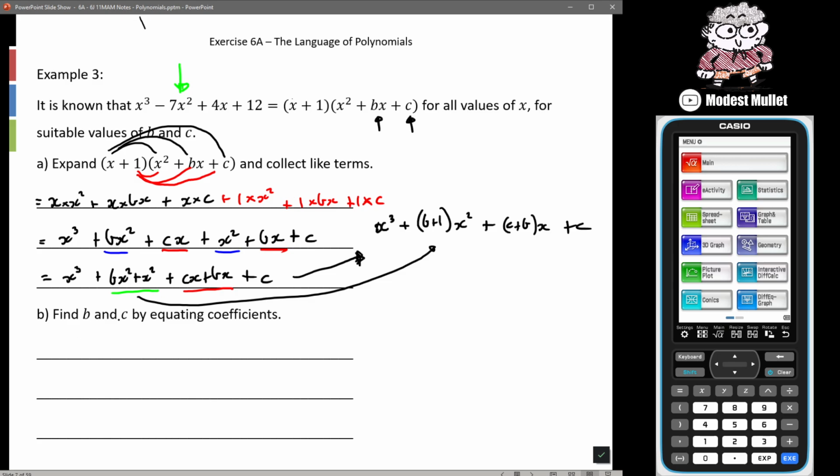Now, last thing, let's find b and c by equating coefficients. Well, this is where it comes down to that idea. What are my x cubed terms? What are my x squared terms? What are my x terms? What are my constants? Well, that's my x squared. That's my x squared up there. So for those coefficients to match, it follows that the -7 here.